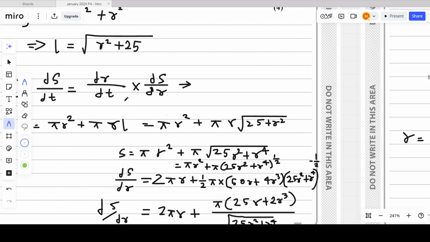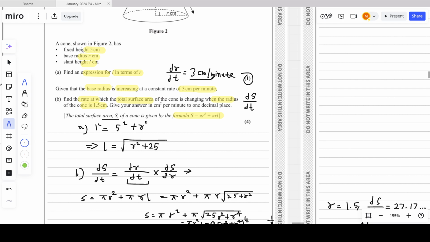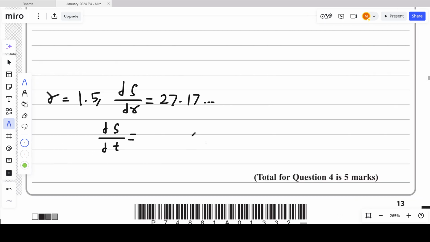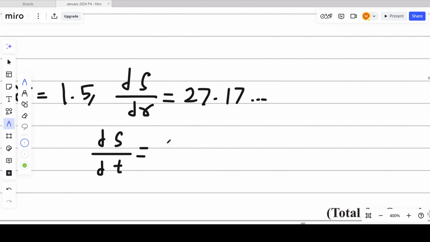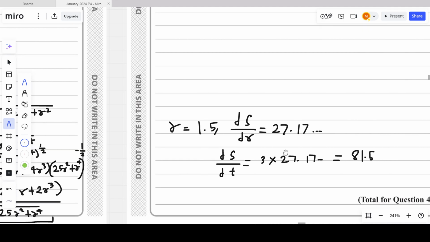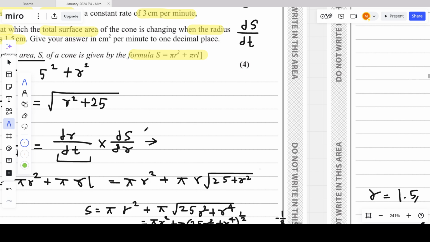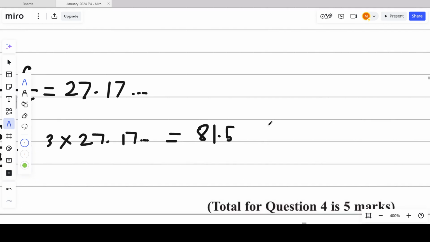Just as we saw, the equation dr over dt, which is 3, right? Isn't it 3? Yeah, it's 3. So 3 times the value we found just earlier. So 3 times 27.17 something. We are multiplying the answer on your calculator by 3. So we get 81.5. How many decimal places or significant figures did they want? 1 decimal place. So this is 81.5.